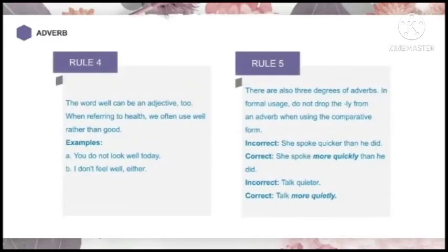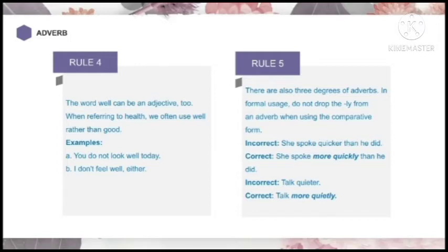Rule 4. The word well can be an adjective when referring to health. We often use well rather than good. Example: you do not look well today. I don't feel well either.